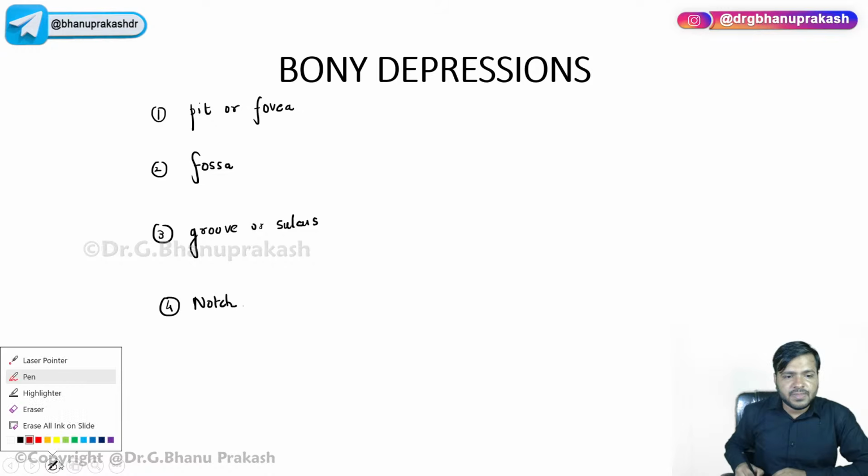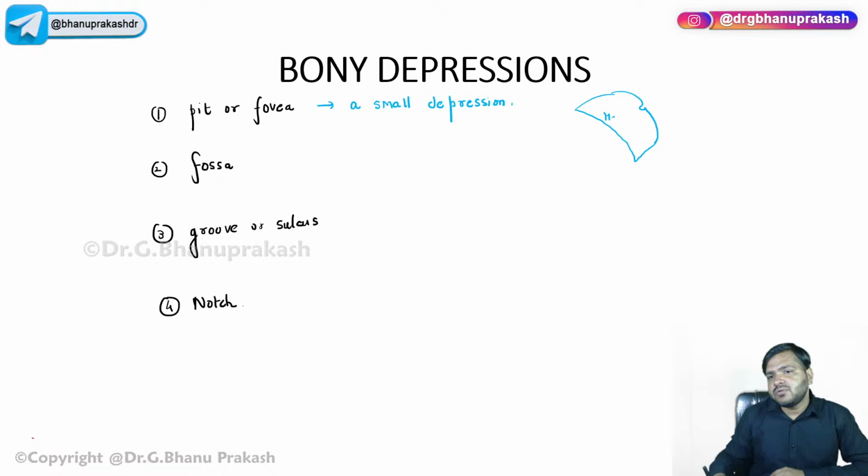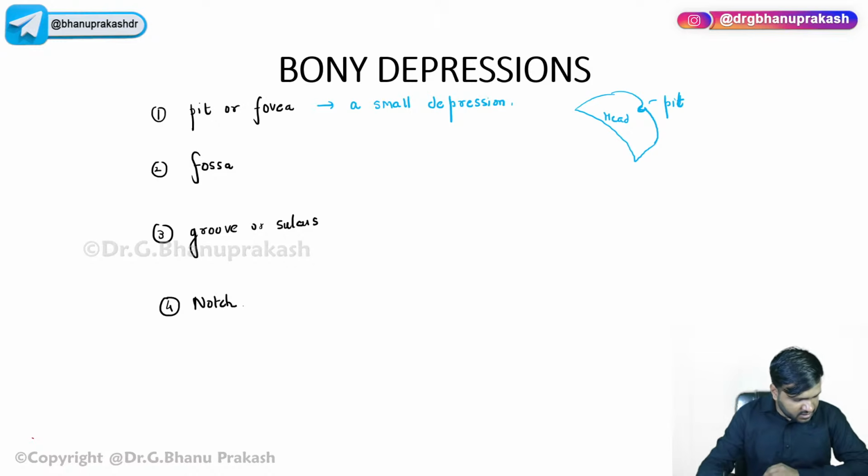Now, pit or fovea. Remember, guys, the pit or fovea is a very small depression. For example, this is the head of the femur, and in the head part you will see a small depression that is called the pit. Here the ligament attaches.